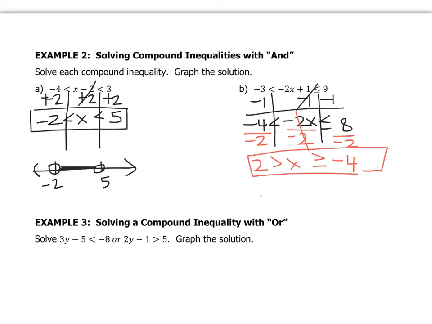And then we've got our number line. But you do have to put the number line in order, obviously. So negative 4 goes there, 2 goes there. x is not allowed to be equal to 2, but it is allowed to be equal to negative 4. And x is between negative 4 and 2.